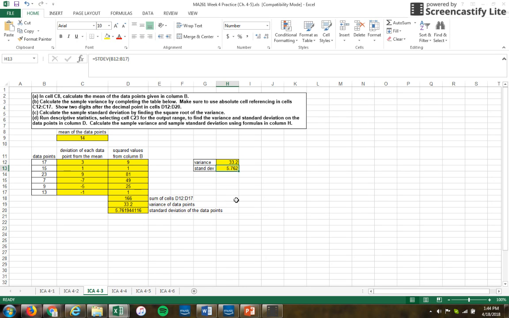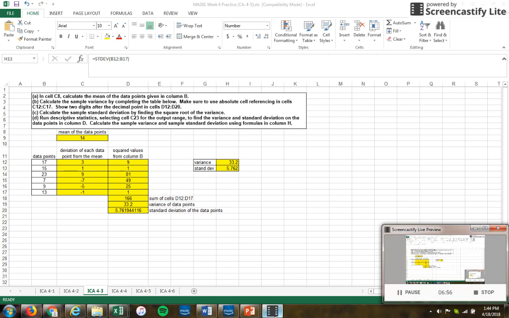So again, make sure you go and review what variance and standard deviation tell you and be able to do that before the homework and the test.